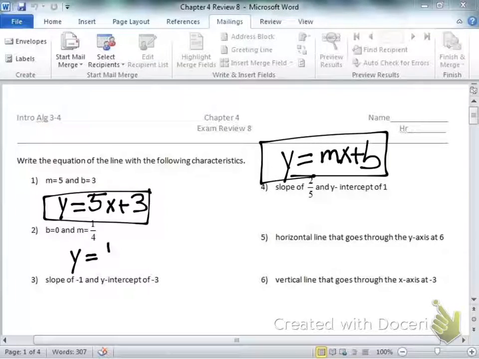Number 2, 1/4 is the m, so it goes in front of the x. And then when you're adding 0, remember you don't need to write that. It won't even be an option on the final. So y equals 1/4 x is the answer there.